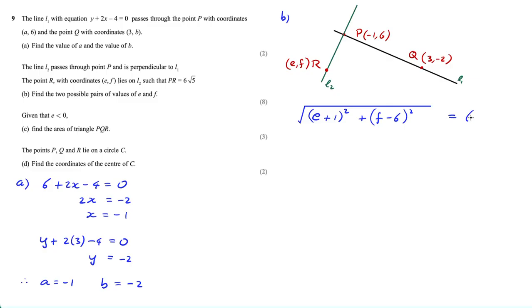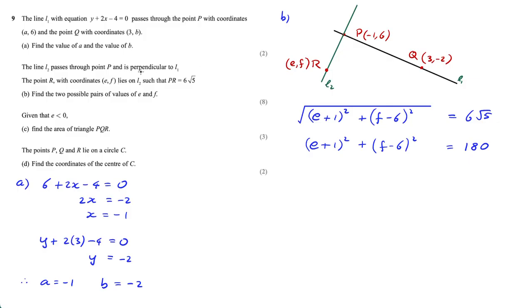Square both sides. I get E plus 1 squared plus F minus 6 squared equals 6 times 6 is 36. Root 5 times root 5 is 5. 5 times 36 is 180, I believe. Okay, fine. That is equation 1. I need a second equation, guys, because I have 2 variables, E and F. How do I get it? Well, the other key point, guys, is that it's perpendicular.